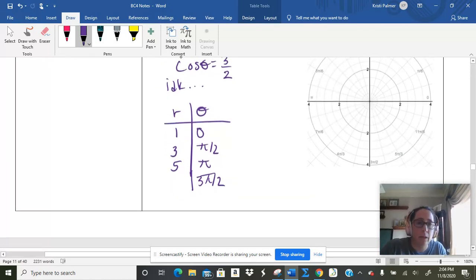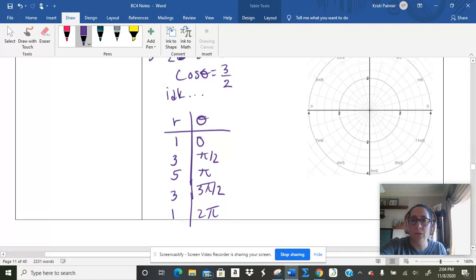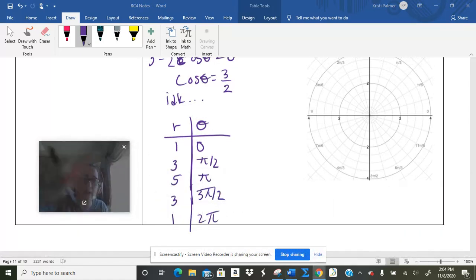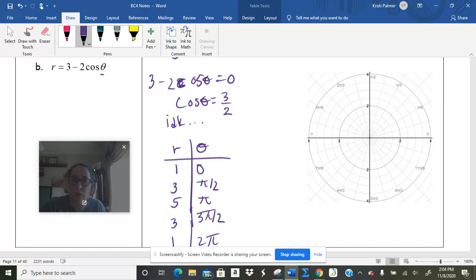Pi/2, back at 3. And then looks like we're ending at 2 pi, that we are back at 1. So let's go get those. I'm going to move me. Okay, so here, as I'm facing 0, I go to 1. As I face pi/2, I go to 3. As I face pi, I go to 5. 3 pi/2, I go to 3. And then we're back where we are.